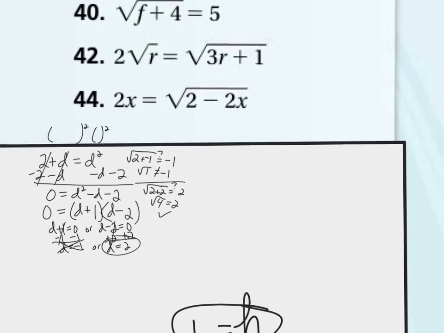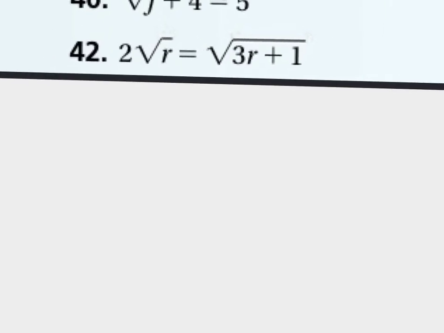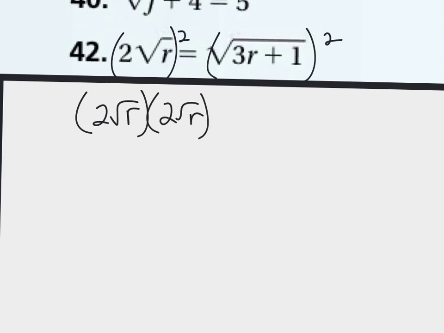If we look at 42, this one has 2 radicals in it. And they're actually isolated as well as they can be. I mean, there's nothing really you can do when there's 2 radicals other than go ahead and square both sides. So 2 squared is 4. Let me do this differently just to make sure everybody's with me on this. On the right side, the square root and the square are just going to cancel each other.